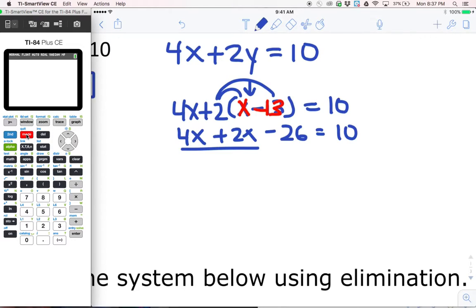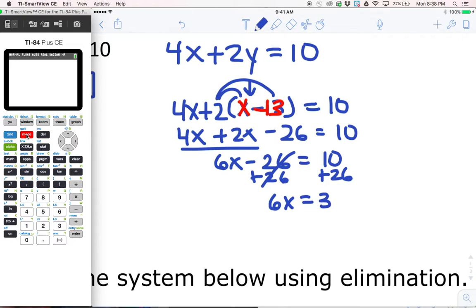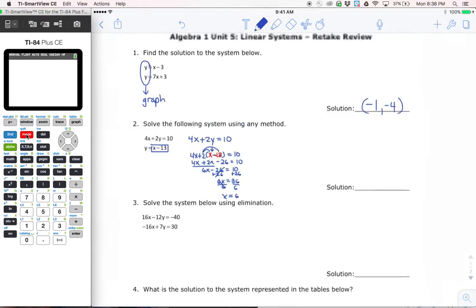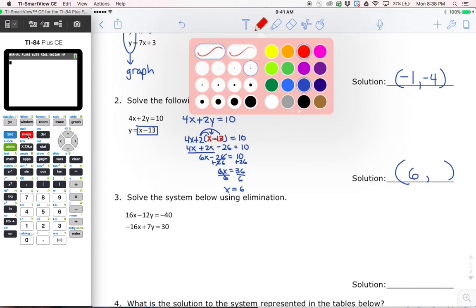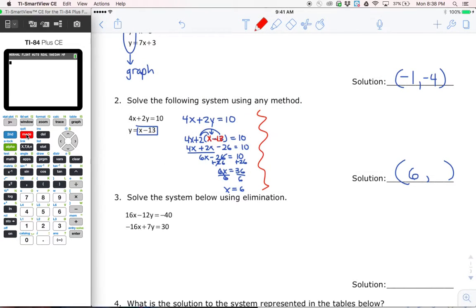Combine your like terms. We've got 6x minus 26 is equal to 10. And now we can add 26 to both sides. And I've got 6x equals 36. Divide out that 6, and I'm left with x is equal to 6. Nice and easy. We've got the x value is 6, but now we just need to find y. Always got to plug in that second variable when we're solving here.